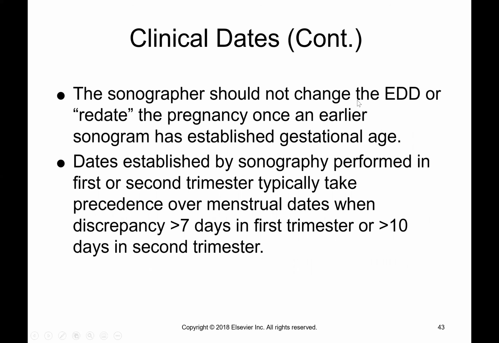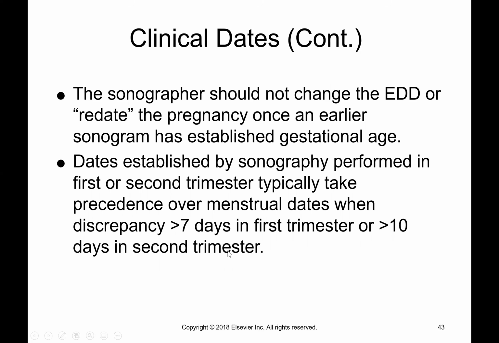The sonographer should not change the estimated due date or redate the pregnancy once an earlier sonogram has established gestational age. So dates established by sonography performed in the first or second trimester typically take precedence over menstrual dates when the discrepancy is greater than 7 days in the first trimester or greater than 10 days in the second trimester.